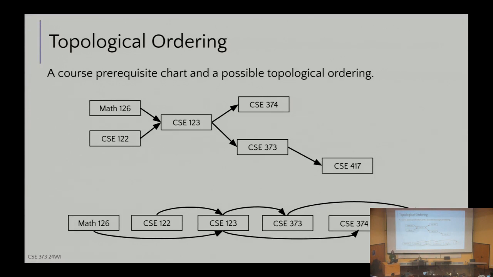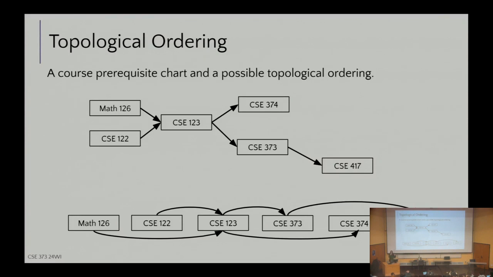Yes. So in degrees are referring to the arrows going into each node? Yes. The in degree means how many arrows land or end on that particular node. So CSE 123 has an in degree of 2. CSE 374 has an in degree of 1. Math 126 has an in degree of 0.